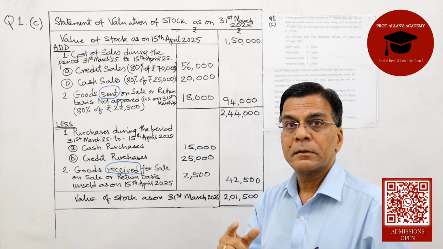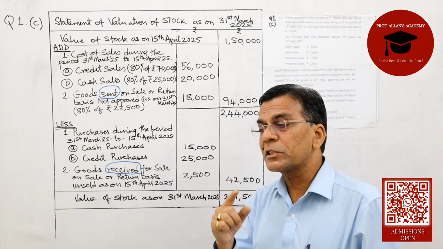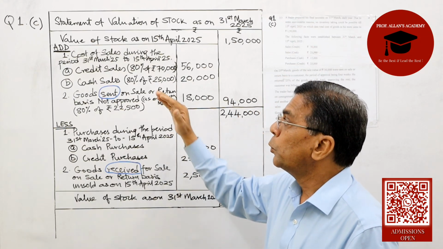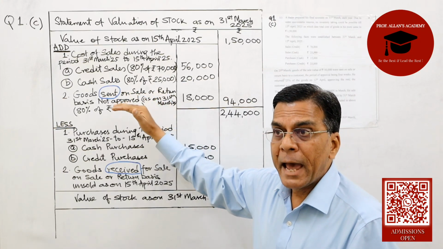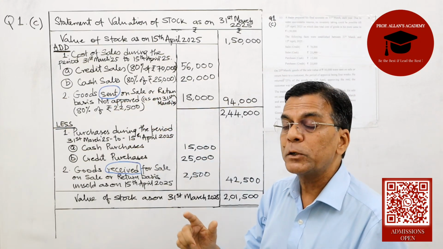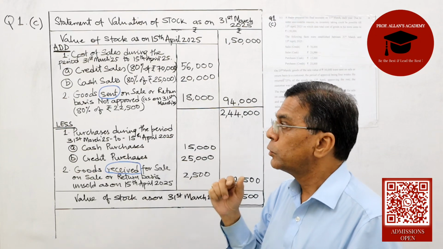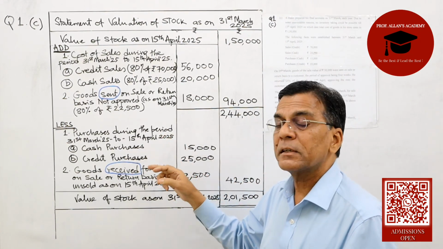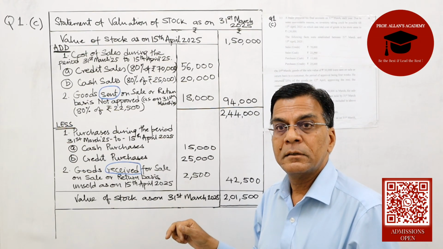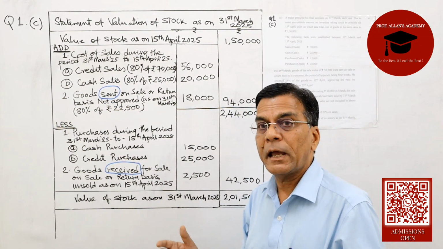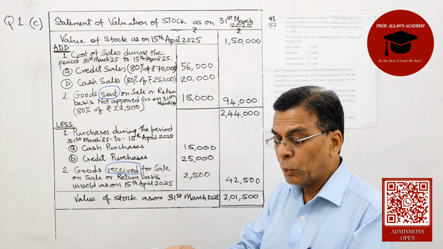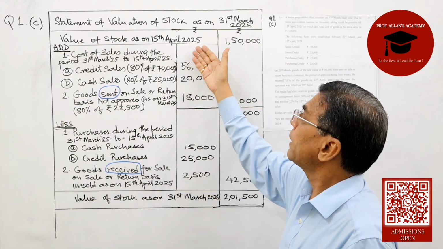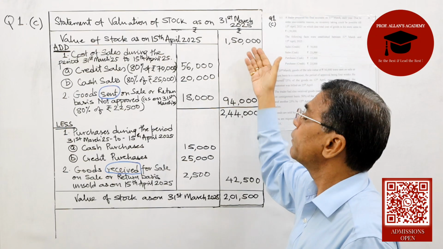Now, since the valuation of the stock was done on 15th April, that is after the closing date, we will add up the sales between 31st of March to 15th of April at cost and subtract the purchases, which is already at cost. So moving to this problem, the value of stock given on 15th April is 1,50,000.